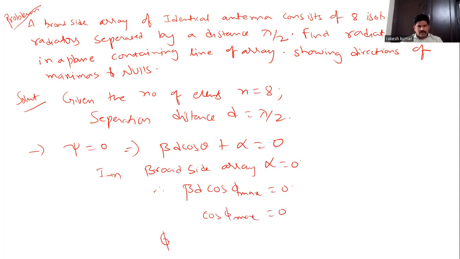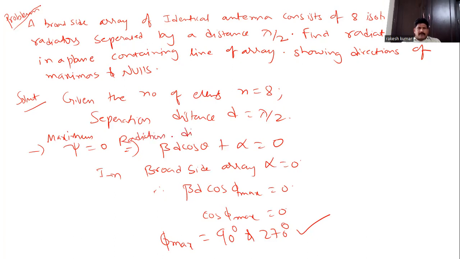Applying cos inverse, for what value of phi will cos be 0? It is for 90 degrees and 270 degrees. So in a broadside array, my maximum radiation will occur at 90 degrees and 270 degrees. This is the first one, the maximum radiation direction.